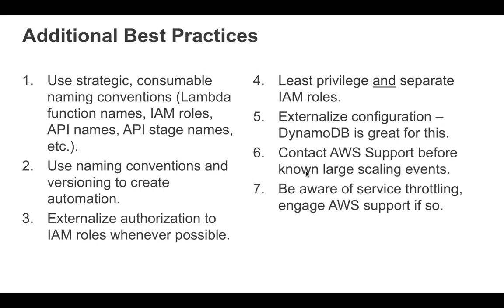Some more, just summing up best practices, and that's to use strategic consumable naming conventions. In other words, how you name your Lambda functions, your roles, staging names, etc., dev and prod. Using naming conventions and versioning to create automation. So this is again where aliases, as an example, are useful.